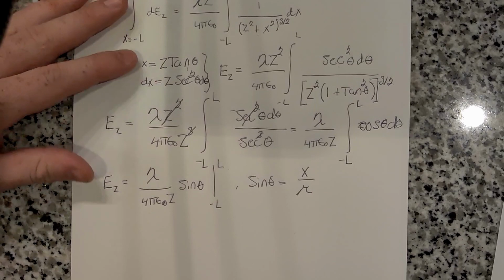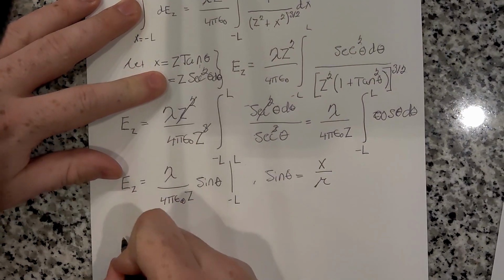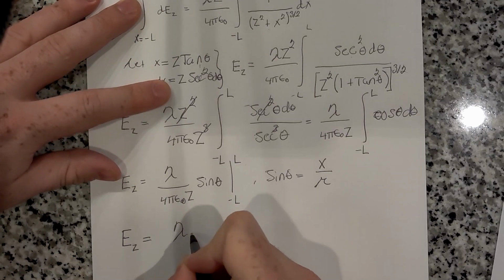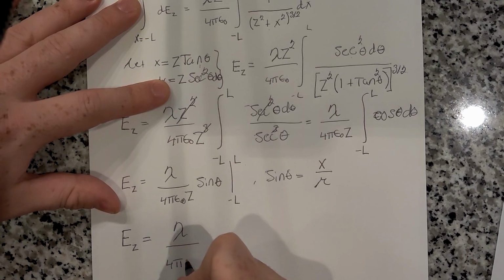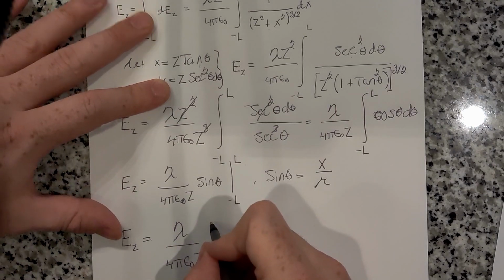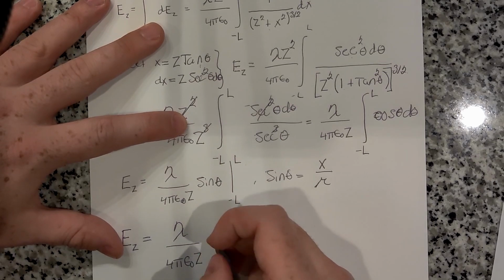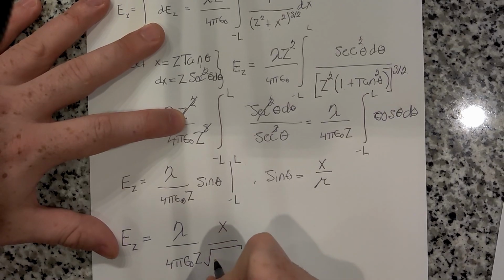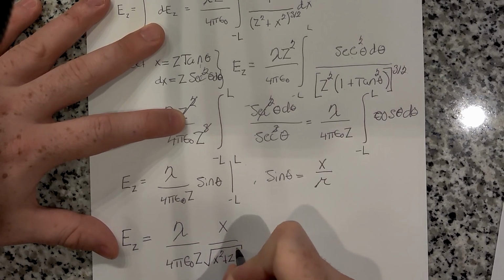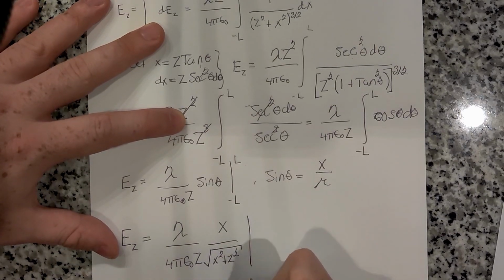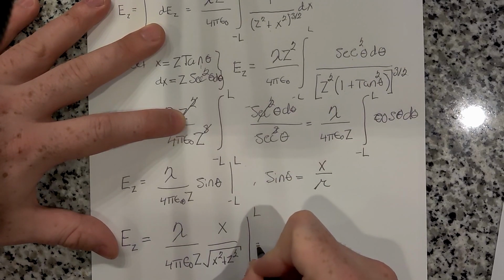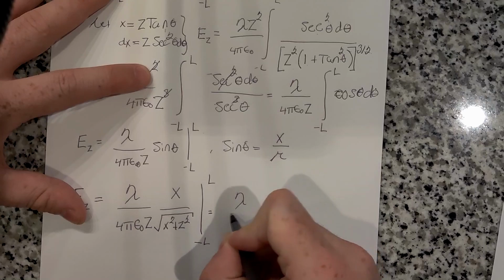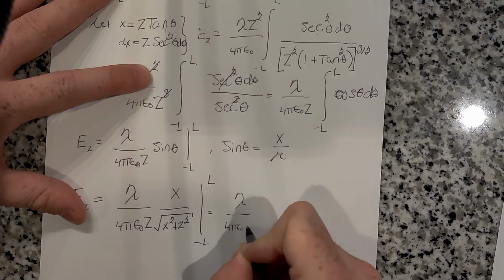So we plug that back in so that we can evaluate our bounds in terms of x. So we find that the z component of the field, or at least the magnitude of it, is lambda over 4 pi epsilon naught z times x over the square root of x squared plus z squared, still evaluated from minus L to L. Now we can actually evaluate it, so I'm going to pull out the common term here. So these are all constants, 4 pi epsilon naught z.